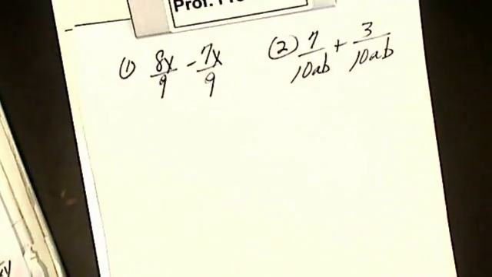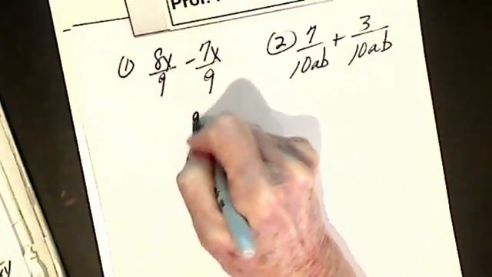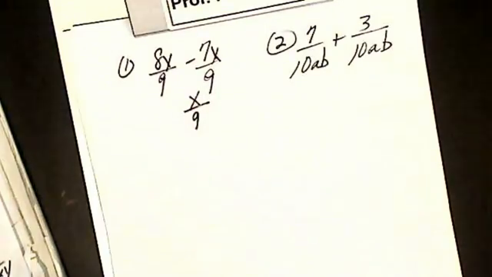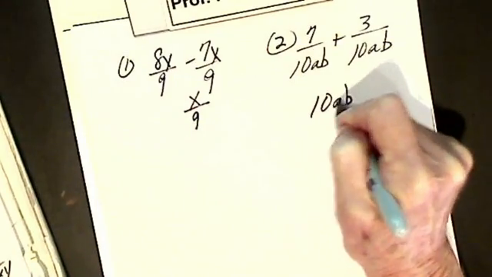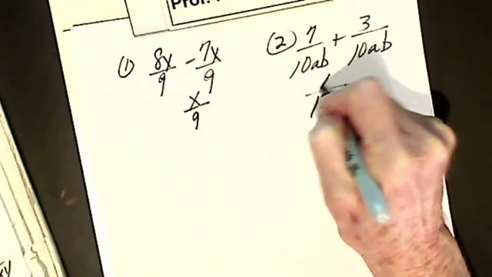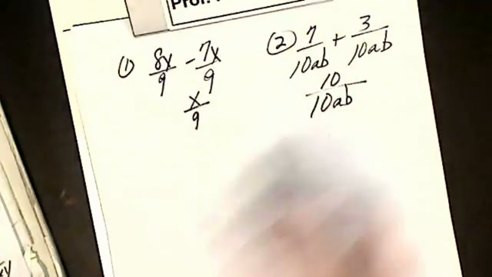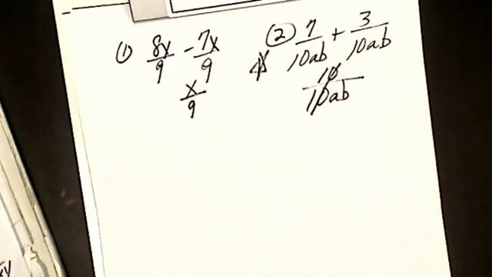And this is an x. So the first one, I get 8x minus 7x. I have the same denominator, 9. My answer is just x over 9. Easy. Second one, my common denominator is 10ab. Combine like terms. You're going to get a 10. I cancel my 10s. Now I'm going to put a star here because this is the one people get wrong.